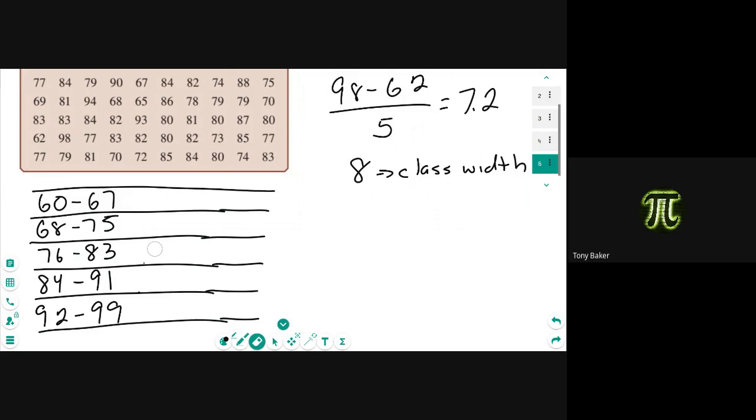All right. How many in 60 to 67? 68 to 75. 76 to 83. 26. 84 to 91. 10. 92 to 99. 3. 3.